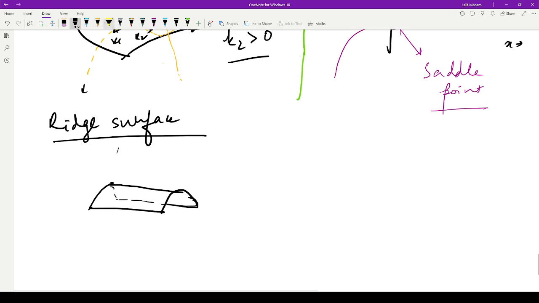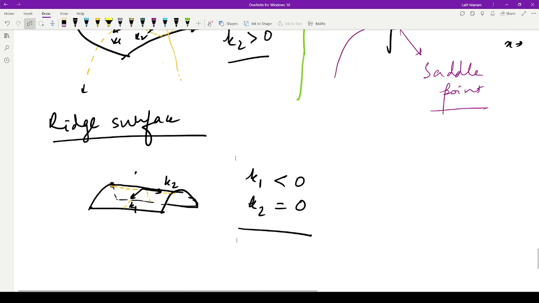So this is like a ridge where, if I go for the principal direction, this is one of the principal directions, and the other one is this principal direction. Okay, if I call this one k1 and this one k2, what do you think k1 will be? So in k1 there is a maxima, right? Yes, sir. Less than zero. And k2, it's a flat region. Flat region equals zero.